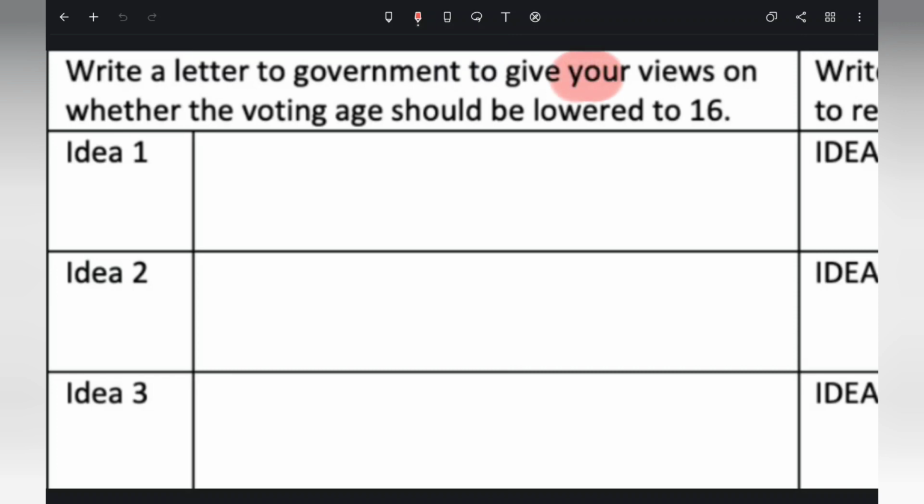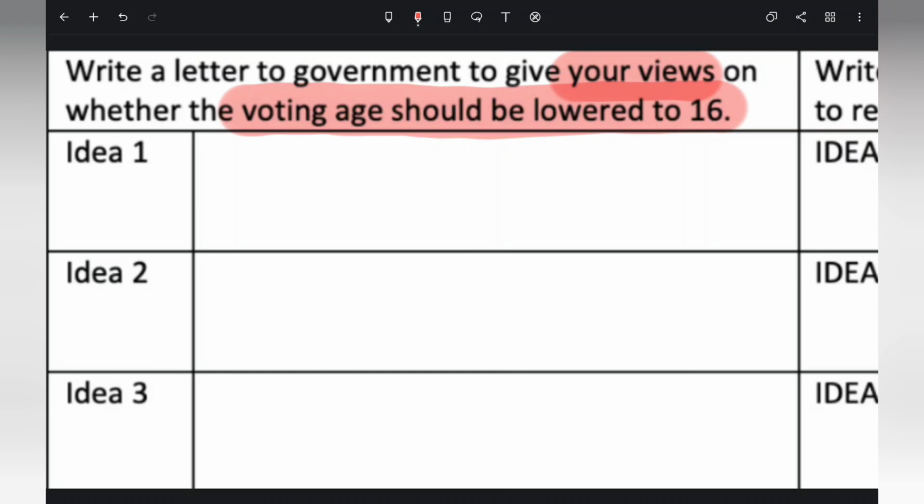So the first one, if I just zoom in, is to write a letter to the government to give your views. Okay, so again, your opinion on whether the voting age should be lowered to 16. So again, it's important that you're reading and up to date with what's happening in the news. And again, I'm not telling students to be spending hours upon hours reading the newspaper. Now we all use our smartphone. You can literally have the Sky News app or Apple News app and skim through the articles on a day-to-day basis.